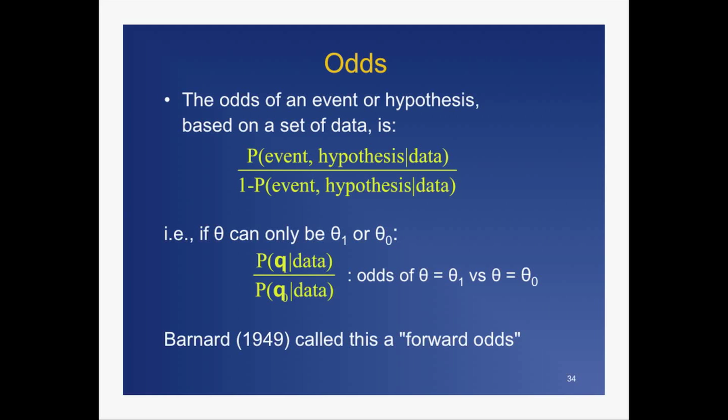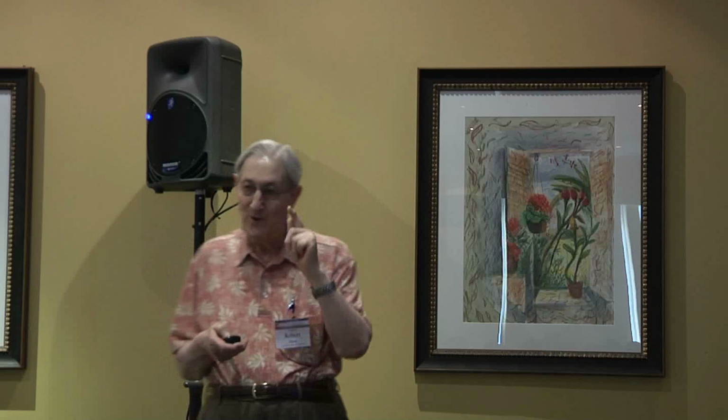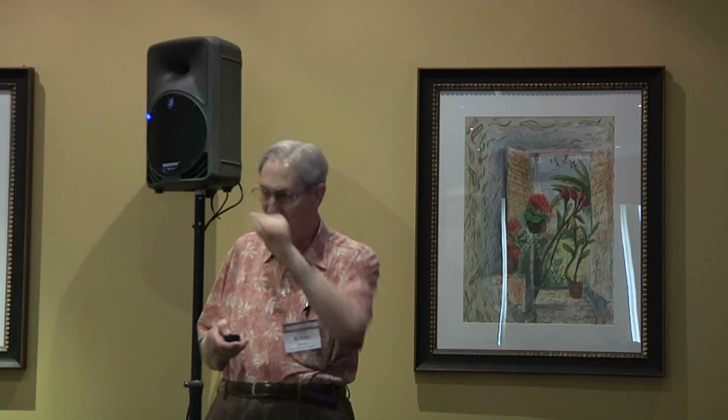This came out very funny. It should be that theta 1 or theta 0 in there. I don't know how that got there. Somehow it got transliterated in whatever program they have here. I think it's correct in your handout. So Barnard called this the forward odds. That's what everybody thinks of as odds.